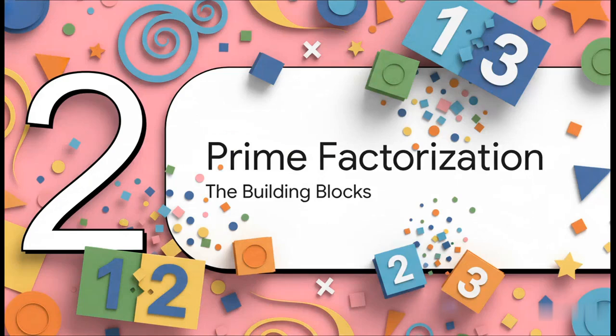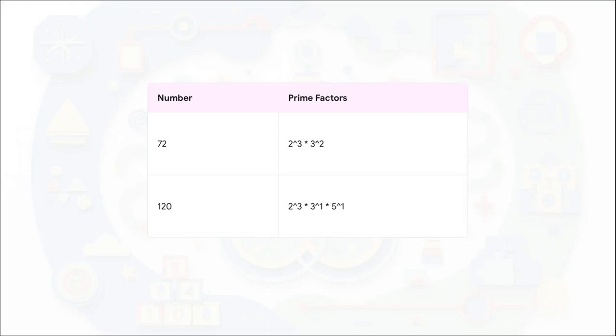Moving on to step 2, the prime factorization technique. Look, writing out massive multiplication tables to find common multiples is just exhausting. Nobody has time for that. Instead, there's this brilliant shortcut you can use by breaking numbers down to their absolute foundational building blocks, prime numbers. Let's compare 72 and 120 side by side. If we break 72 down into its prime ingredients, we get 2 to the power of 3 multiplied by 3 to the power of 2, right? Now for 120, we get 2 to the power of 3 times 3 to the power of 1 times 5 to the power of 1.